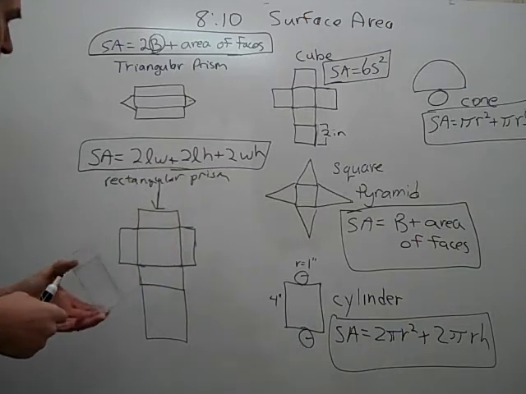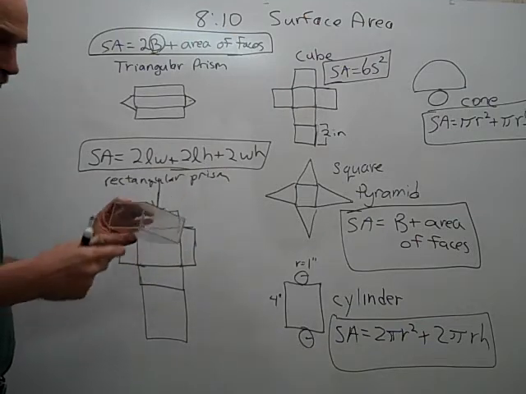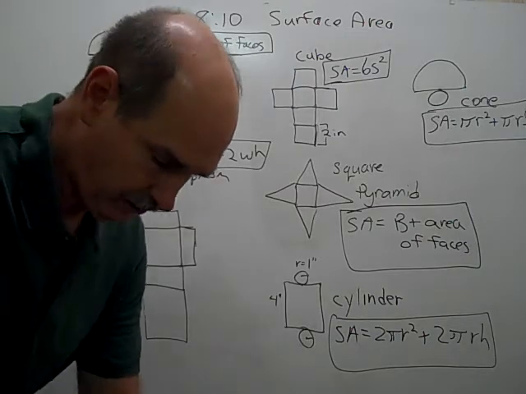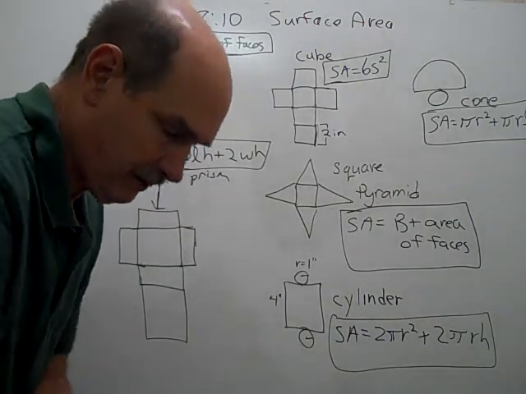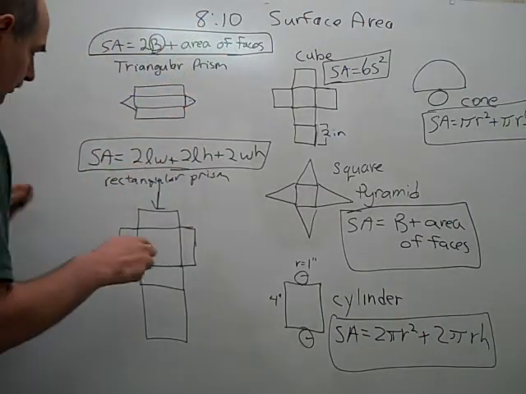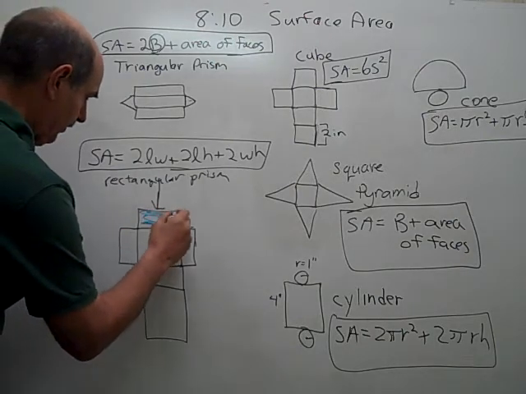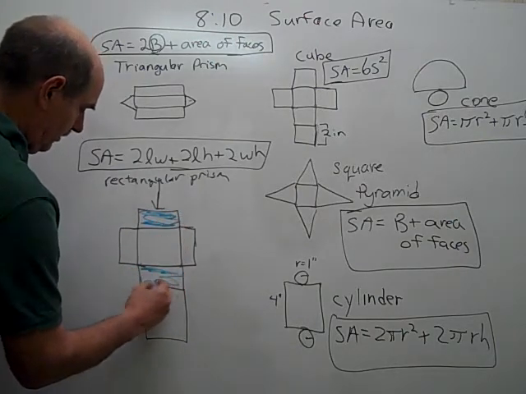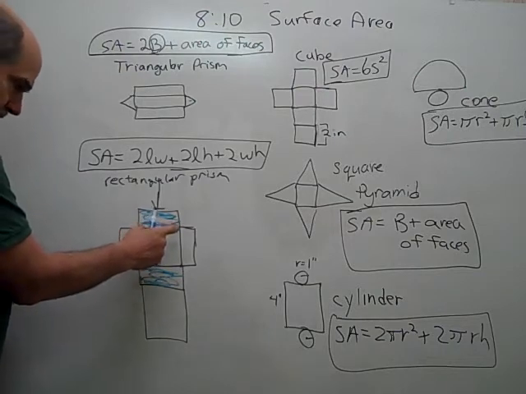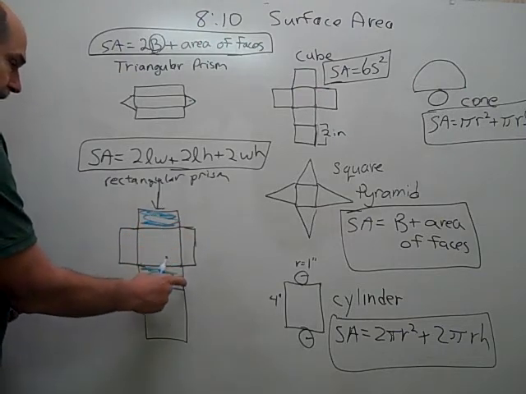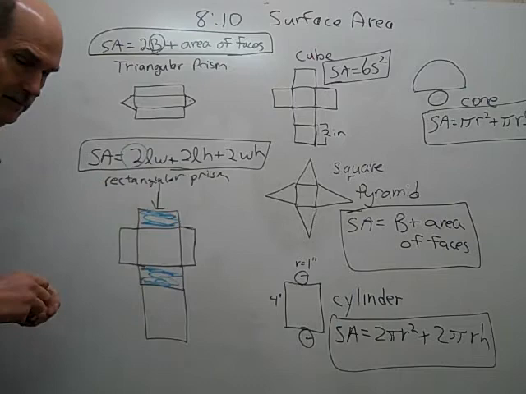So it has 6 sides, and you find the opposite sides match up. So I can color code the sides that match. That's why you see the double the length times the width. We can let that be this rectangle and this rectangle. So this rectangle could be length times width, and we have 2 of them.